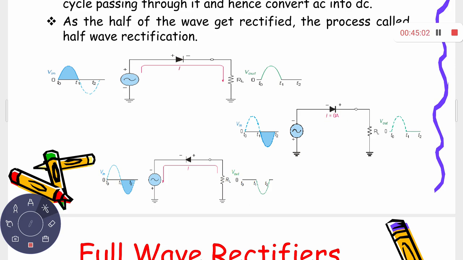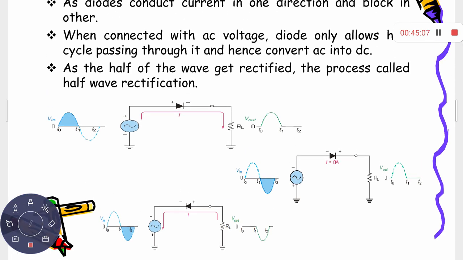You understand? If I just compare these two, both of them are the same circuit. This is during the positive half cycle. This is during the negative half cycle. So during the positive half cycle, you have this, and during the negative half cycle, you have this one, a straight line, zero. So this dotted line signifies what happens during T0 to T1. But Vout will be zero from T0 to T1?